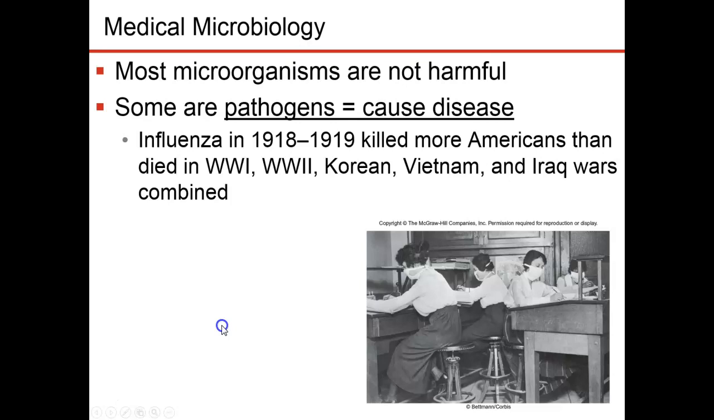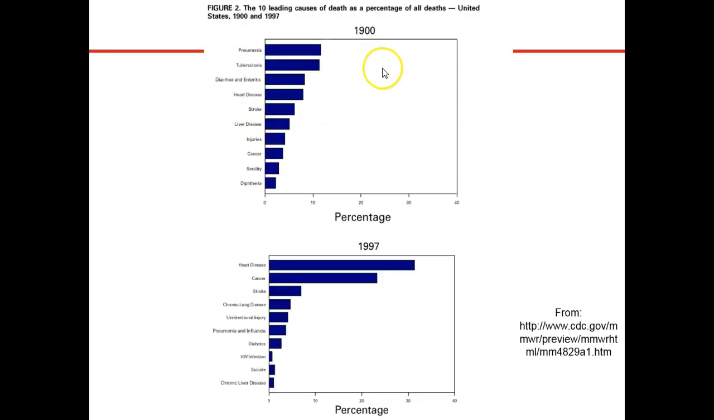So it's very dangerous. These diseases can be very dangerous. And so this is a table or a figure that shows in 1900 the leading causes of death. And down here shows the leading causes of death close to 2000. So up here in the early 1900s, the leading cause of death was pneumonia.